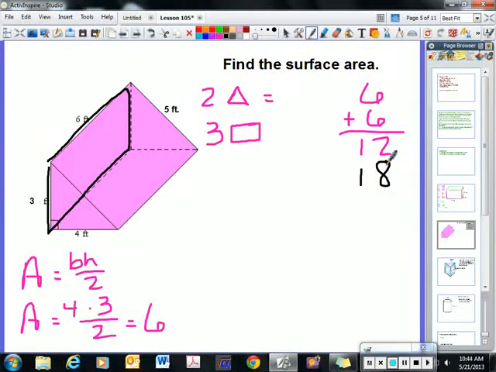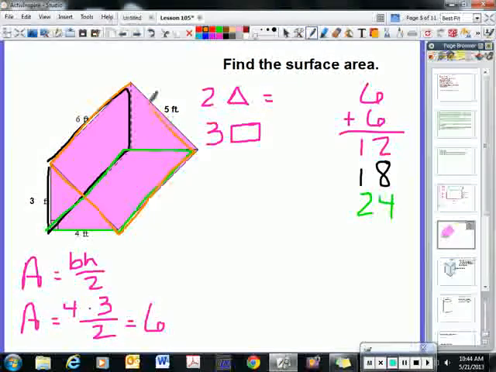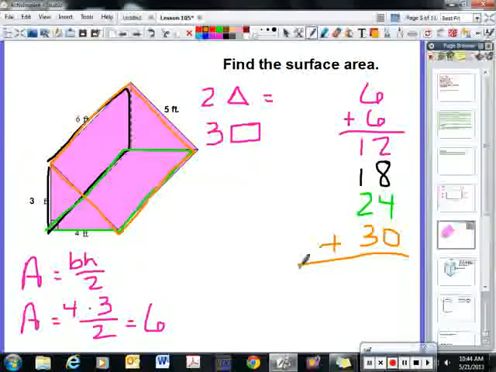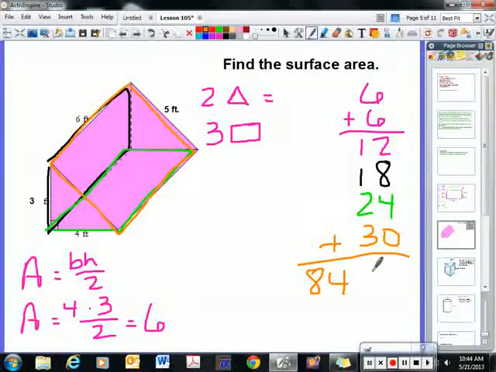Okay. Then we have this bottom rectangle here, which would be 4 by 6, so that's 24. And then we have one more rectangle, which is this front face here. And that would be 5 by 6, which would be 30. If I add all those up, let me run that on the calculator. So I've got 12 plus 18 plus 24 plus 30. That gives me 84. And it is going to be square feet because we are still talking about area. So if I were to cover the outside of this triangular prism, I would need 84 square feet of material.